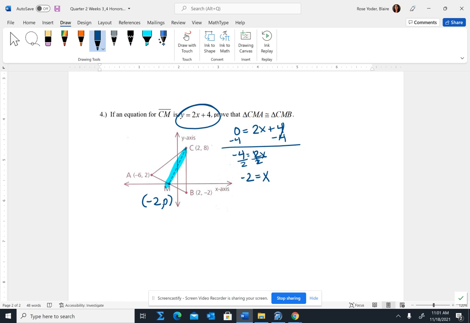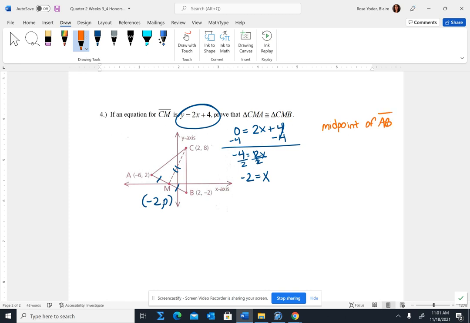So I want to prove that triangle CMA is congruent to triangle CMB. So I need to use a shortcut. I know that this dashed line segment is congruent to itself by the reflexive property, but it would also be helpful to know that M is a midpoint of AB. If I could prove that these two segments are congruent, that would be a good start as well. So why don't I do that by finding the midpoint of AB and checking to see if it's -2, 0.